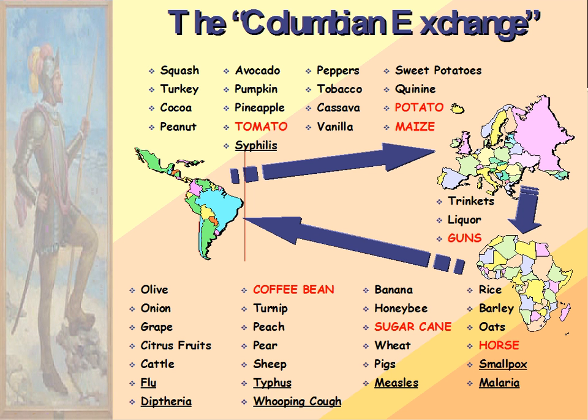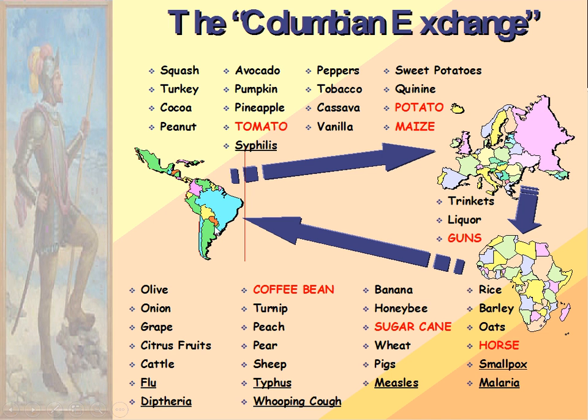Another concept, and this is just a more detailed chart. We'll follow this little chart: from Europe to Africa, little trinkets, liquor, and guns were sent to the Africans. And from Africa, look at all the resources that were sent to the Americas: olives, onions, grapes, citrus fruit, cattle, flu, diphtheria, coffee beans, turnips, peach, pear, sheep, typhoid, whooping cough, bananas, honeybees, sugarcane, wheat, pigs, measles, rice, barley, oats, the horse, smallpox, and malaria. All of these things made their way across the Atlantic Ocean to the Americas.